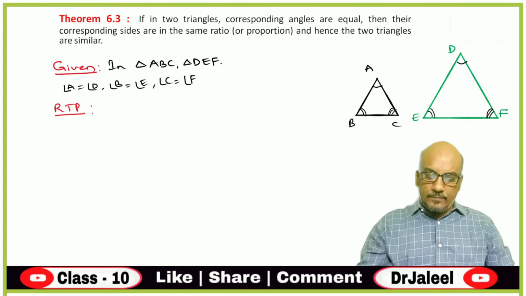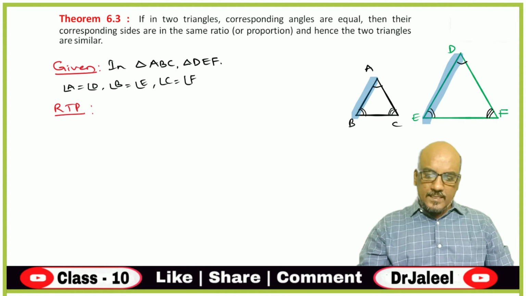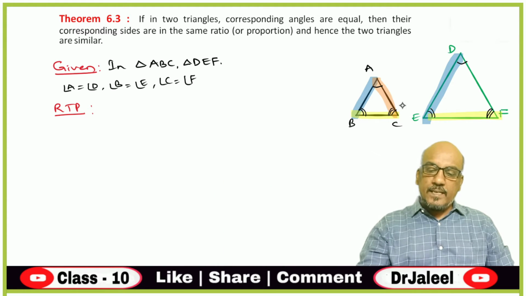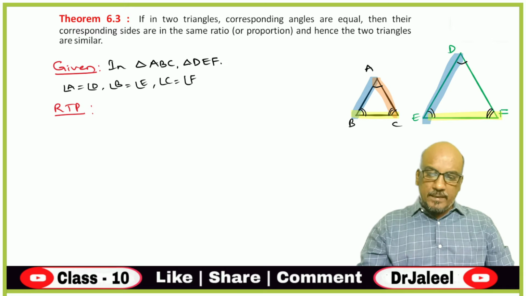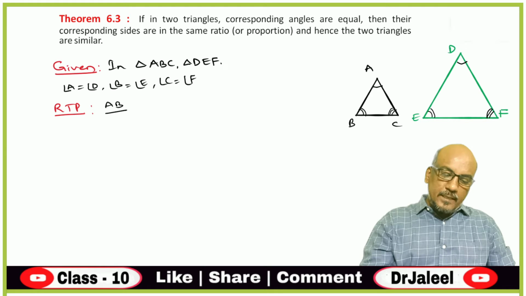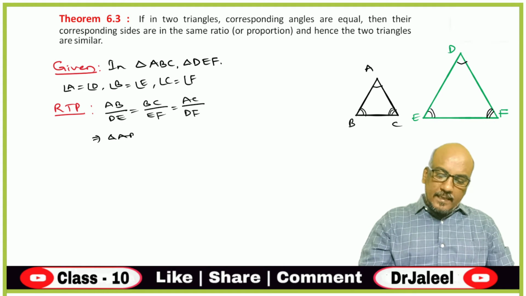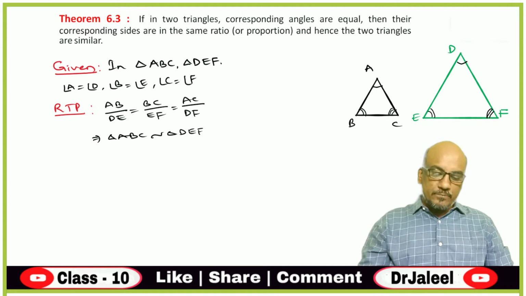What is required to prove? Here we are required to prove that the sides are proportional. That means AB by DE is equal to BC by EF is equal to AC by DF. So let us mention it in the RTP column. AB by DE is equal to BC by EF is equal to AC by DF. This has to be proven. Thereby, triangle ABC is similar to triangle DEF. This has to be proven. And let us go for construction.